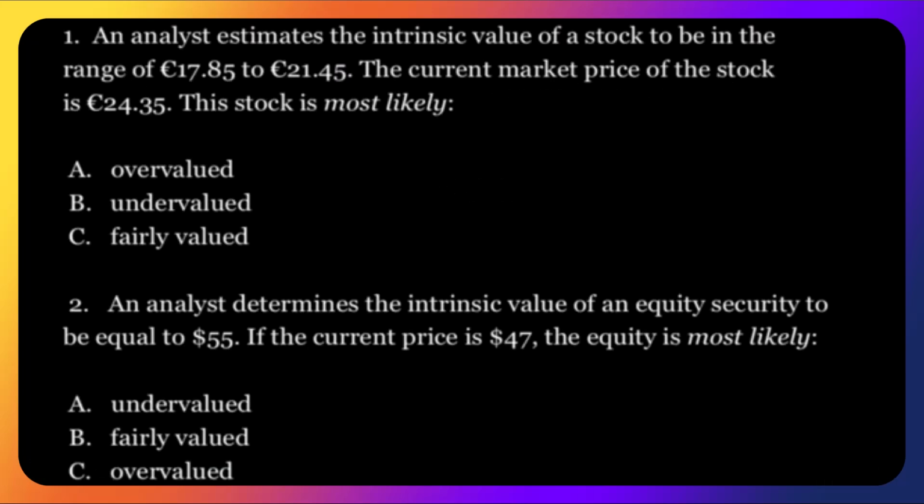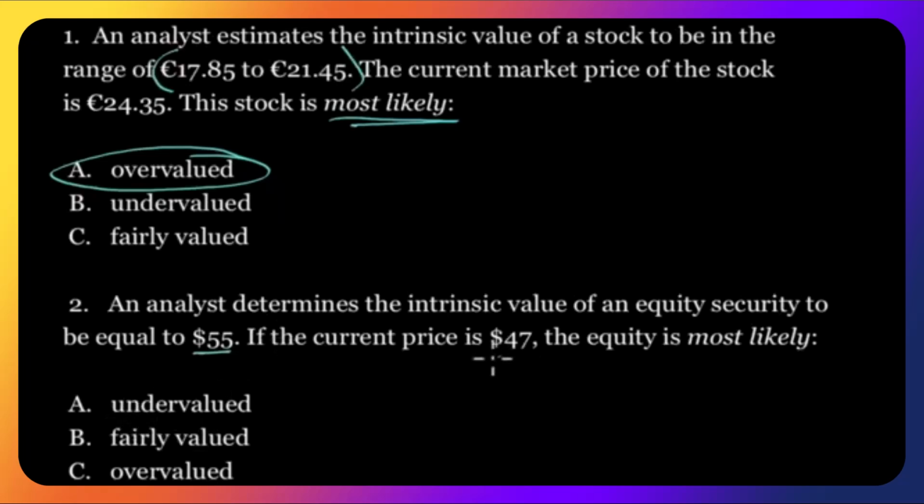Number 1, an analyst estimates the intrinsic value of a stock to be in the range of $17.85 to $21.45. The current market price of the stock is $24.35. The stock is most likely... The analyst is saying anywhere in here, that's a pretty good price for that stock. The market's got it priced at $24.35. Above this range, it is most likely overvalued, undervalued, or fairly valued. Well, the market has it priced too high, right? It is overvalued.